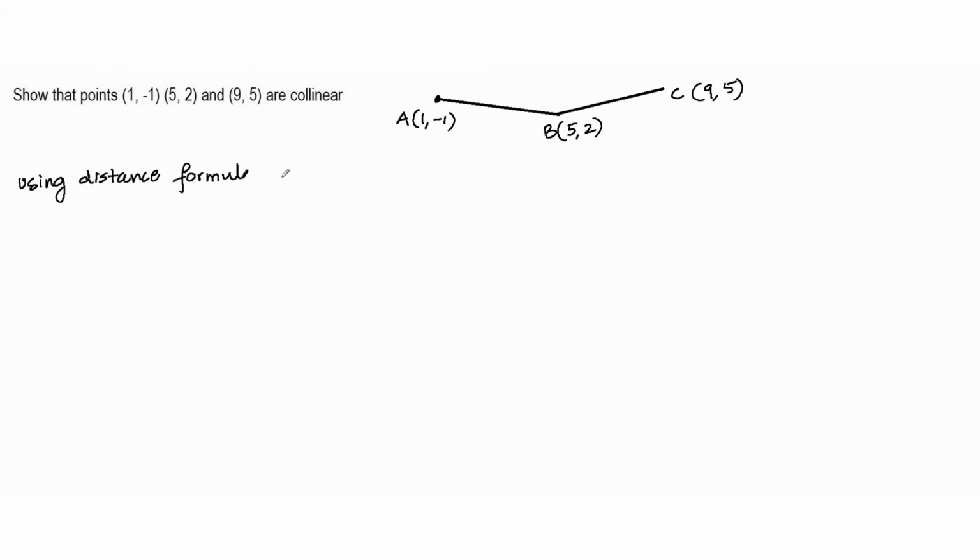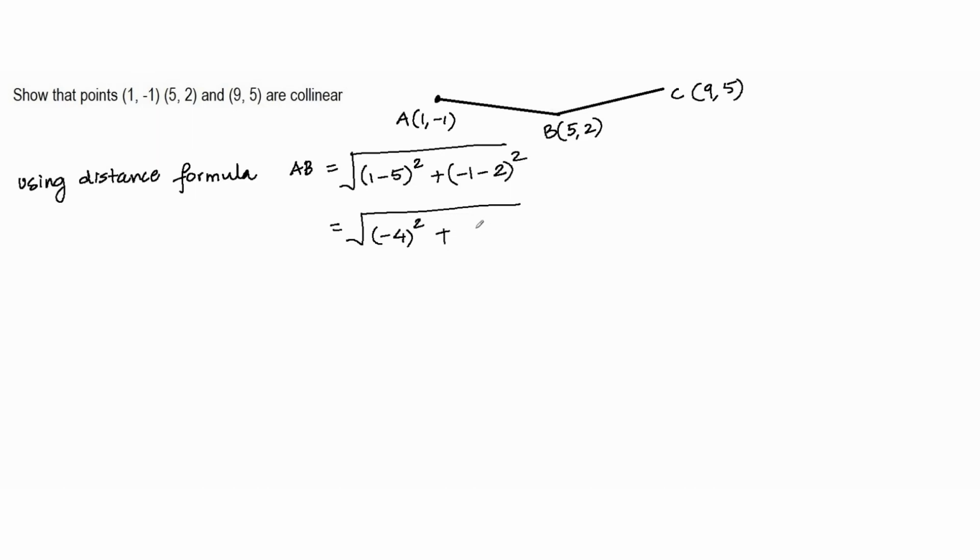So using the distance formula, I would get AB is equal to the square root of (x2 minus x1) the whole square plus (y2 minus y1) the whole square, which is equal to the square root of (1 minus 5, which is negative 4) the whole square plus (negative 3) the whole square, and that becomes the square root of 16 plus 9, which is the square root of 25, and that is basically 5 units, right?